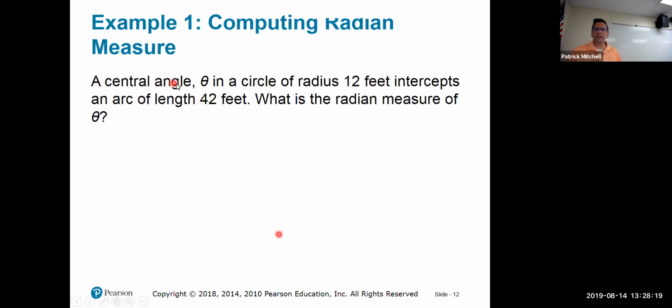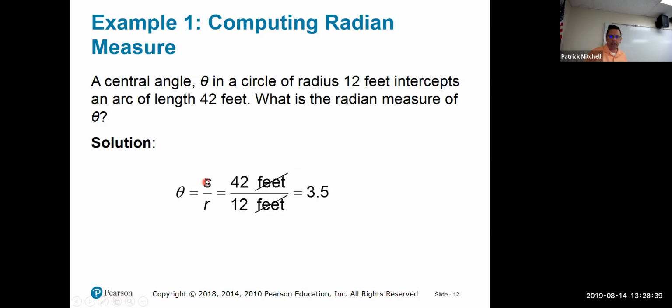All right, so now we have an example of that. So suppose that the central angle of a circle has radius 12 feet, so it's a pretty big circle, intercepts an arc of length 42 feet, and they want to know what is the radian measure of that angle theta. So that's a really simple calculation. Just remember that the radian measure is the length of the arc divided by the radius. So the length of the arc is 42 feet. The radius is 12 feet.